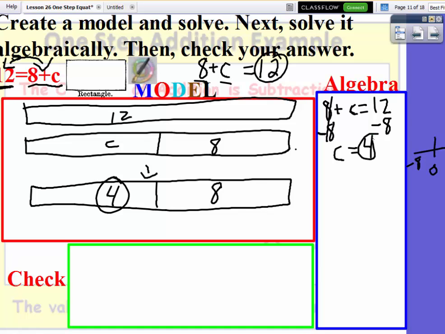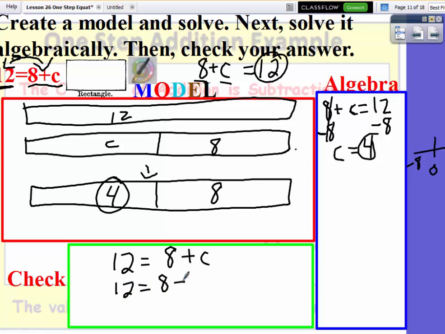So I'm going to guess it's probably correct that I'd use that negative. So now I'm going to go down here. I'm just going to substitute my work in to check my answer. My problem was 12 equals 8 plus c. 4 is what c equals, so I'm going to rewrite it.